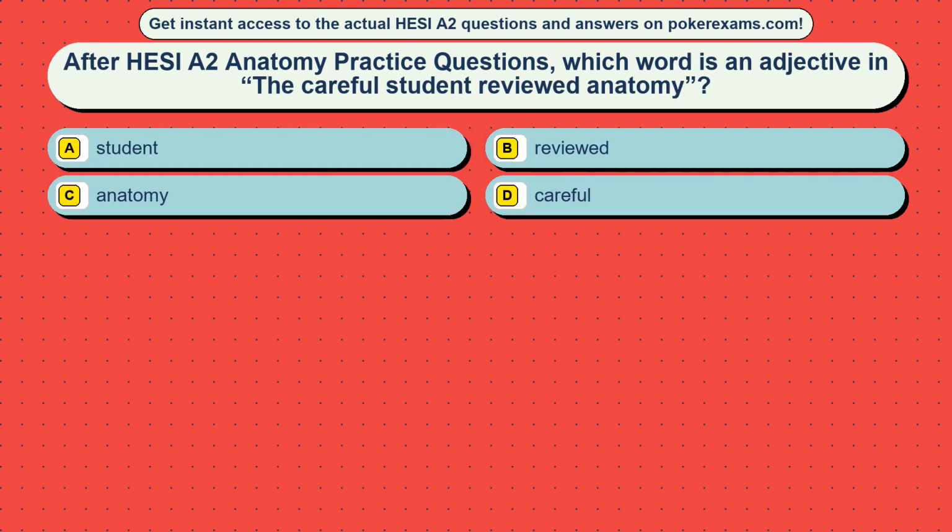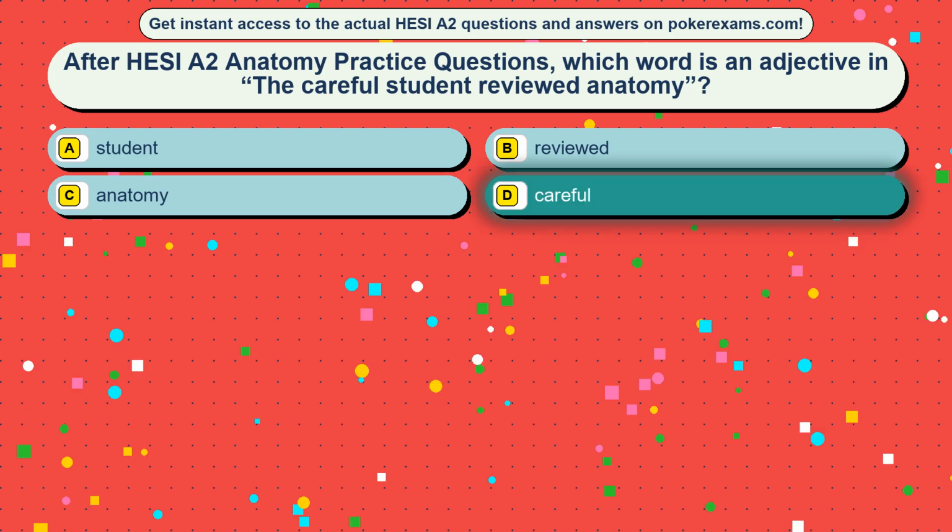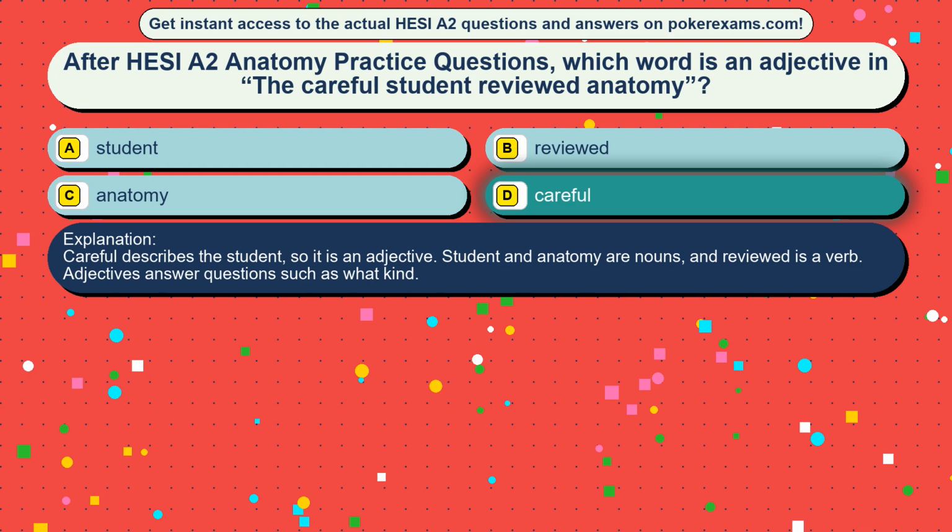Question 6. After HESI A2 Anatomy Practice Questions, which word is an adjective in the careful student reviewed anatomy? Option A, student. Option B, reviewed. Option C, anatomy. Option D, careful. The correct answer is option D, careful. Careful describes the student, so it is an adjective. Student and anatomy are nouns, and reviewed is a verb. Adjectives answer questions such as what kind.